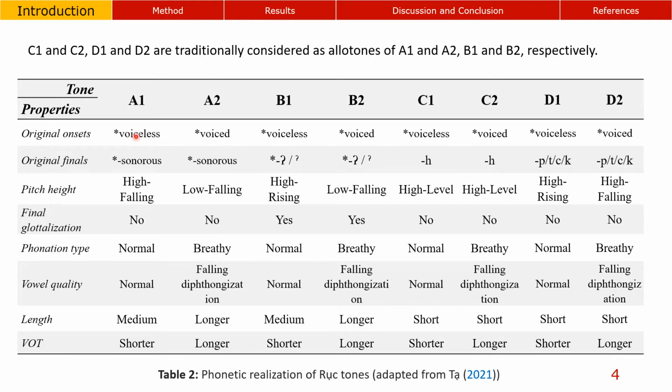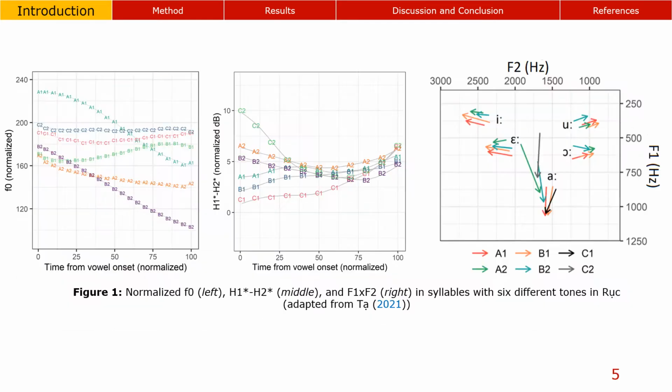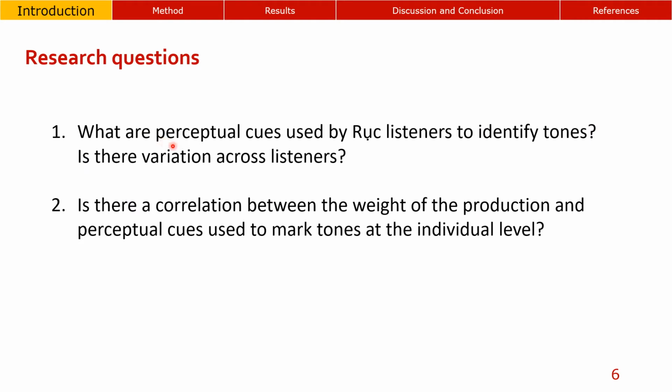In this study, I will focus on tone in syllables which are historically thorough-sounding and in syllables which have a final fricative. They are traditionally called A1, A2, C1, and C2 tones. This study aims to find out which phonetic cues are used by listeners to identify the tones, and to see if there's a link between production and perceptual weights of each cue.